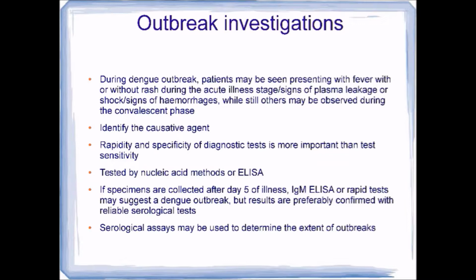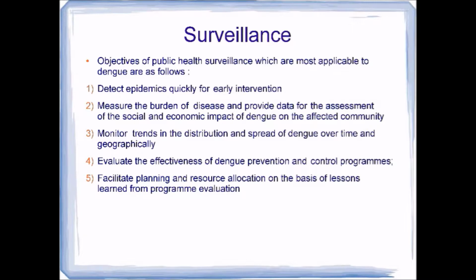If specimens are collected after day 5 of illness, commercial IgM ELISA or sensitive dengue IgM rapid tests may suggest a dengue outbreak, but results are preferably confirmed with reliable serological tests performed in a reference laboratory with broad arbovirus diagnostic capability. Serological assays may be used to determine the extent of outbreaks. Surveillance is important in controlling dengue.